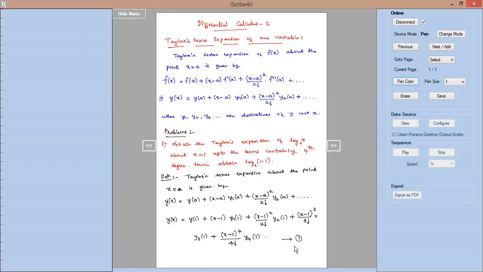We will be finding out all the values, that is y of 1, y1 of 1, y2 of 1, y3 of 1 and y4 of 1, and we will substitute into equation 1 to obtain the required Taylor series expansion for log x to the base e. So let us move ahead.